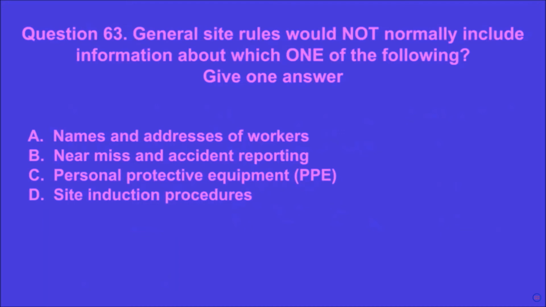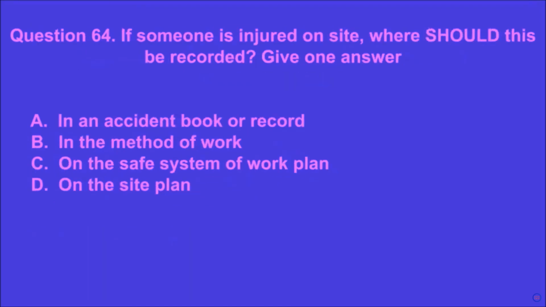Question 63. General site rules would not normally include information about which one of the following? Give one answer. A. Names and addresses of workers. B. Near miss and accident reporting. C. Personal protective equipment, PPE. D. Site induction procedures. Correct answer is A.